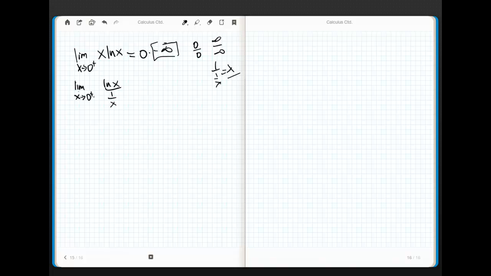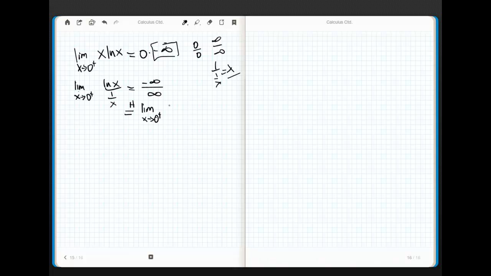I know that the limit as x approaches 0 from the positive side of the natural log of x is equal to negative infinity. I know that the limit as x approaches 0 from the positive side of 1 over x is positive infinity. We have L'Hopital's. So go nice and slow. We're simply going to take the derivative. I love L'Hopital's. It's so much fun.